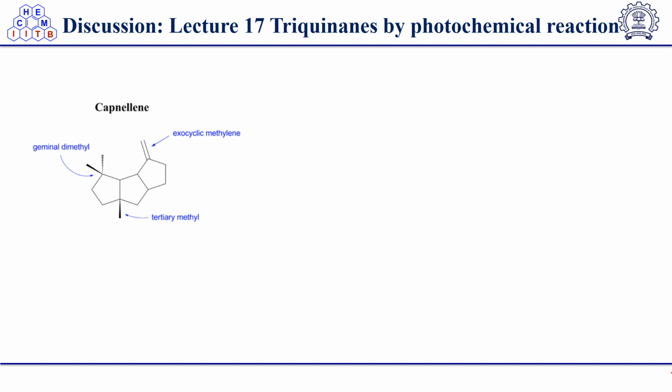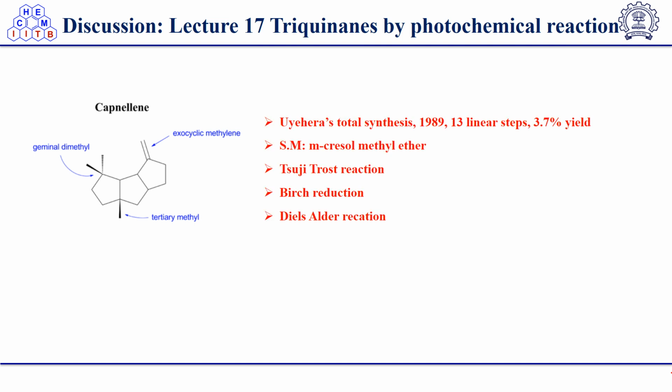Then we saw the discussion on capnellene, which has a geminal dimethyl group, an exocyclic methylene, and a tertiary methyl group, by the Ueda group in 1989, which was completed in 13 linear steps with 3.7 percent overall yield. The starting material used was meta-cresol methyl ether. The reactions mentioned here include the Tsuji-Trost reaction, Birch reduction, and Diels-Alder reaction. So here is a photochemical 1,3-acyl shift in a bicyclic system for generating the diquinane unit of capnellane. And here we are using alpha-chloroacrylonitrile as a ketene synthetic equivalent.